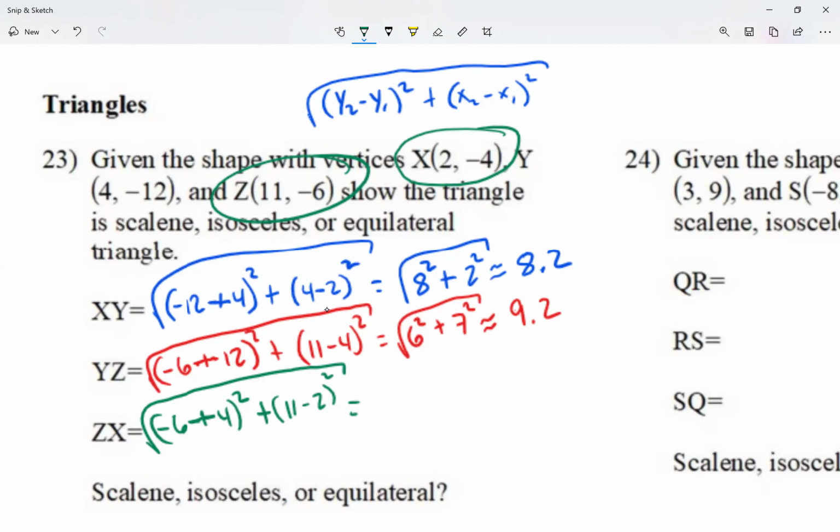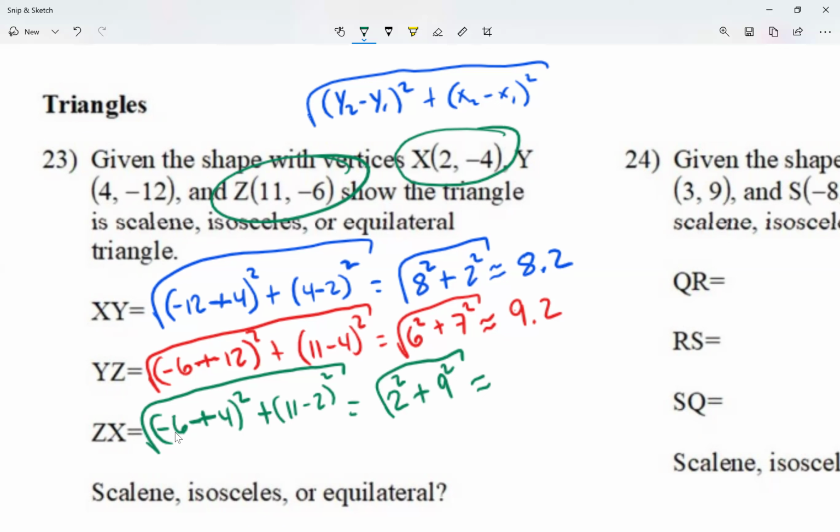And here's a trick I mentioned earlier. I don't know if you guys quite got it on the segment XY, but I'm going to use it again. Looking at my first parentheses, negative 6 plus 4. Isn't that negative 2? However, I'm not going to write negative 2. I'm just going to write 2 and square. The reason I ignore the negative is that when you square a number, it becomes positive. So I'm just going to ignore the negative sign. Plus 11 minus 2, I know that's 9. 9 squared. So I have the square root of 2 squared plus 9 squared.